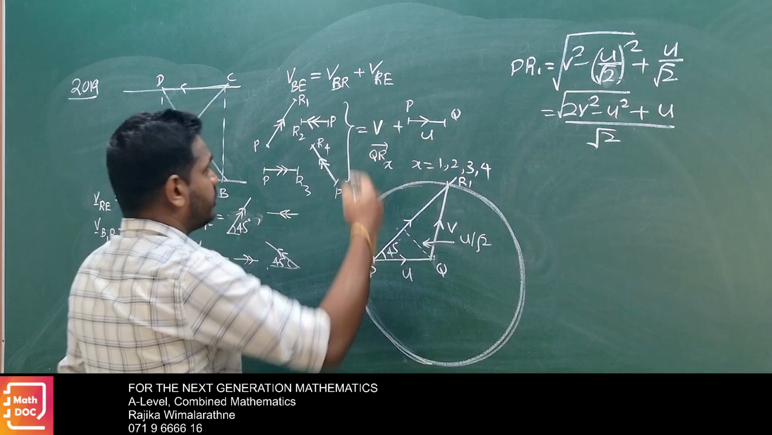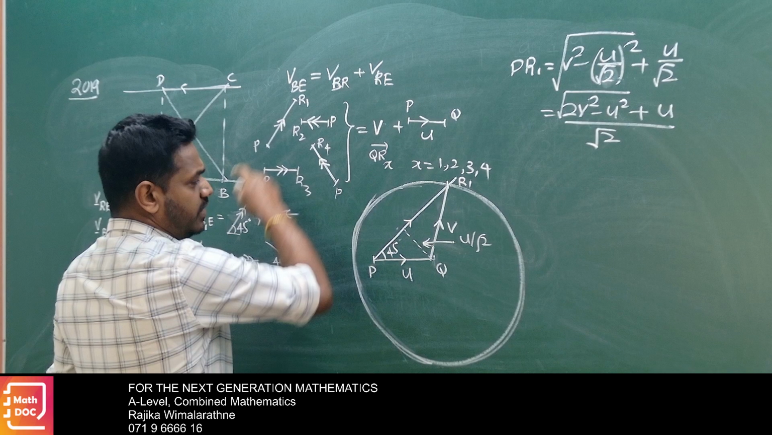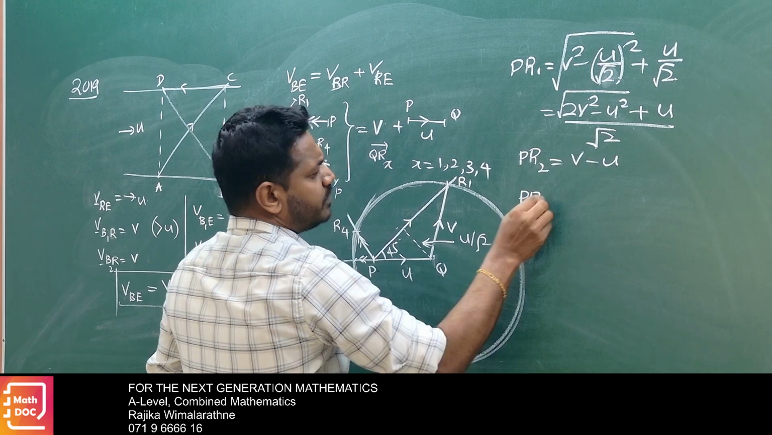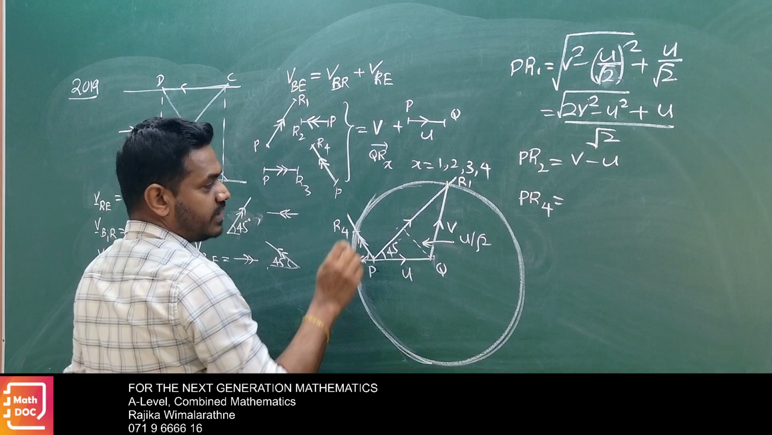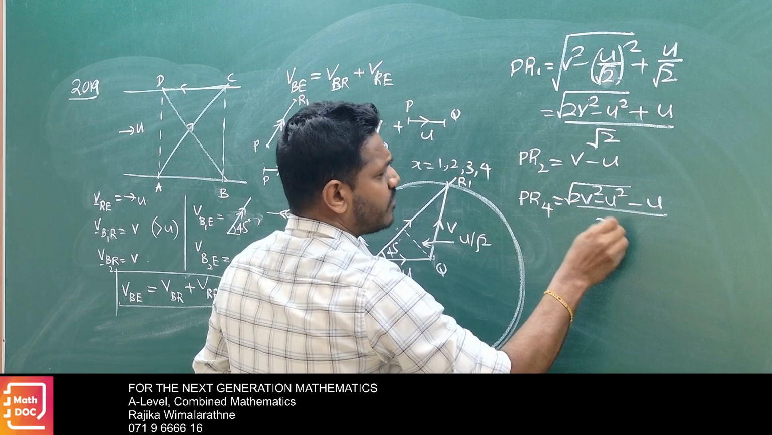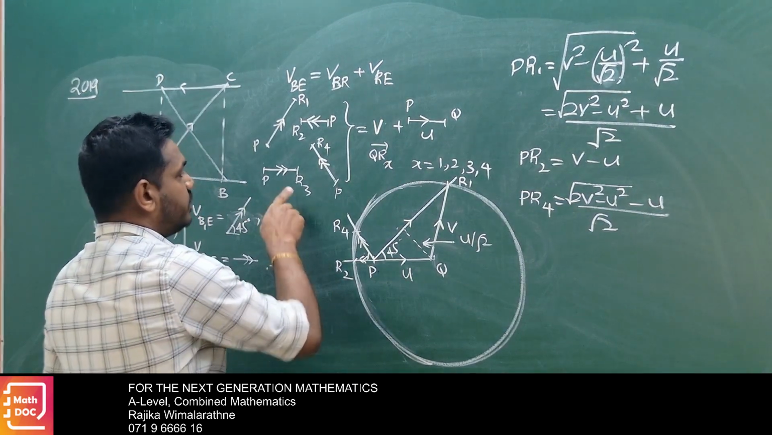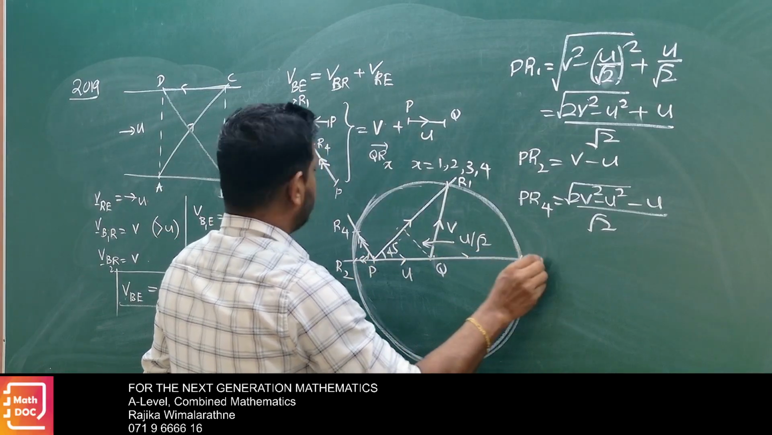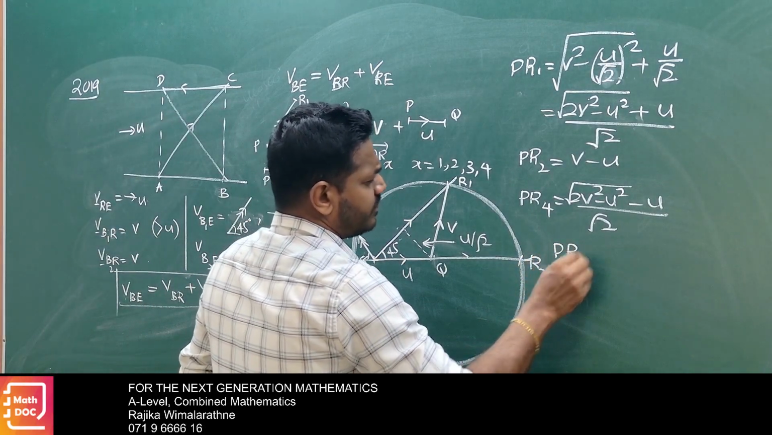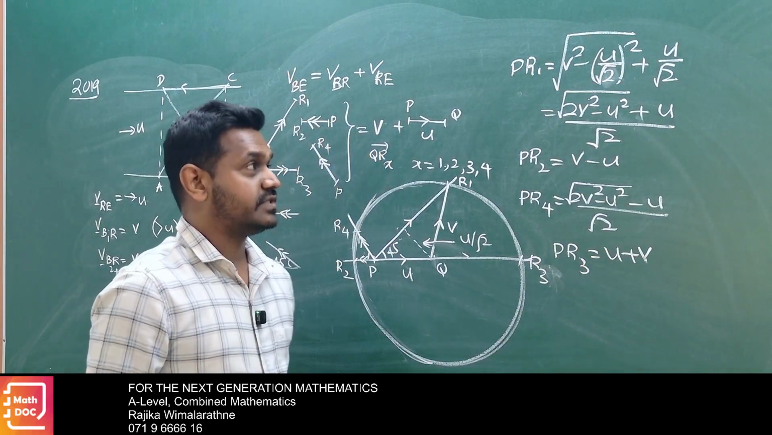Now PR2, upstream, is V minus U. Then PR4 we can obtain from PR1, with the same 45 degree inclination, you just change the sign: the square root of 2V squared minus U squared, minus U. Then PR3, downstream, is U plus V. These are the velocities. This thing we have to prove, no?